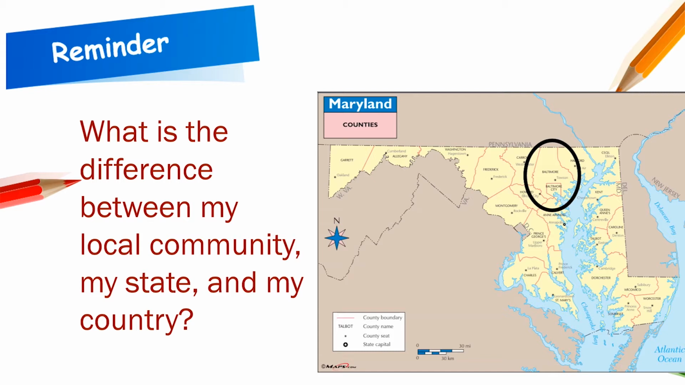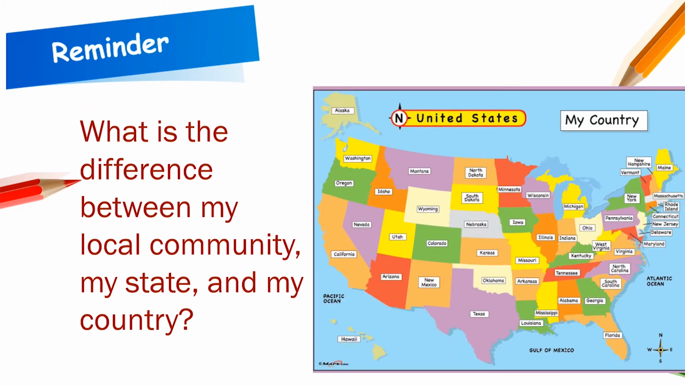Now it's time to take a look at our national community or our country. This is a map of the United States. You may have seen one like it before. Maryland, where we live, is in this red state way over here. It's circled by a black circle. Today, we will be talking about symbols that represent all of our states. Let's get started.